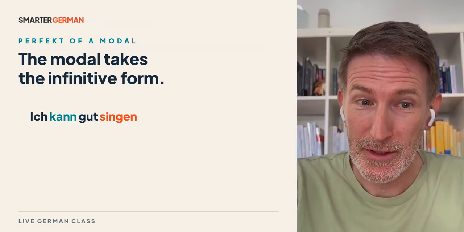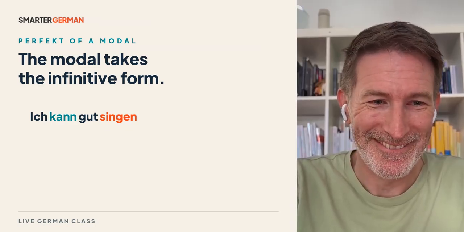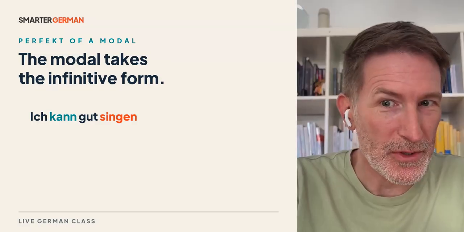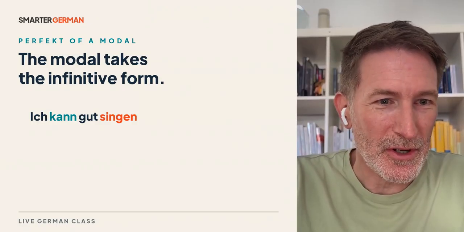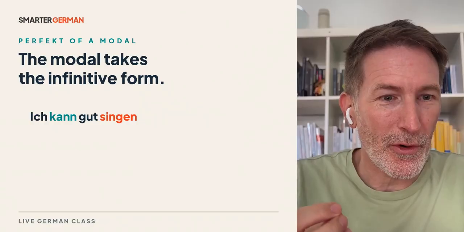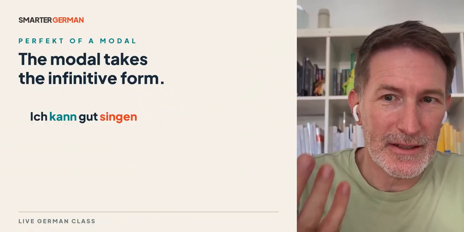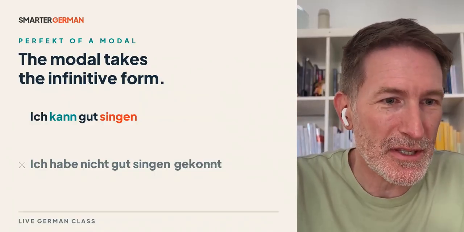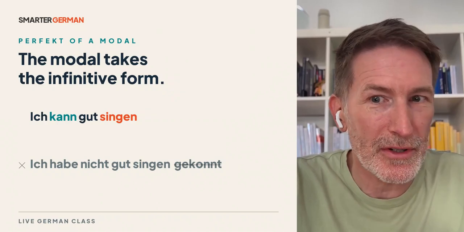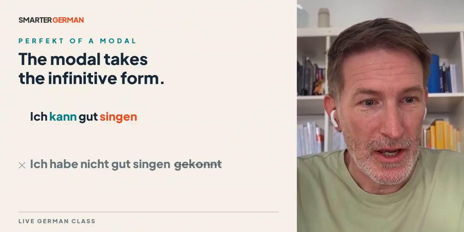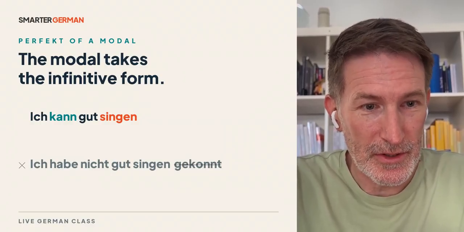Not gekonnt? Nein. Why not? Ich weiß es nicht. Because. Yeah, because the grammar says so. So modal verbs in the perfect form as auxiliary verbs. I'm not sure whether I can say that. Modal verbs in the perfect in this form never use gekonnt. You can say ich kann nicht, and you turn that into ich habe nicht gekonnt. You see the difference?